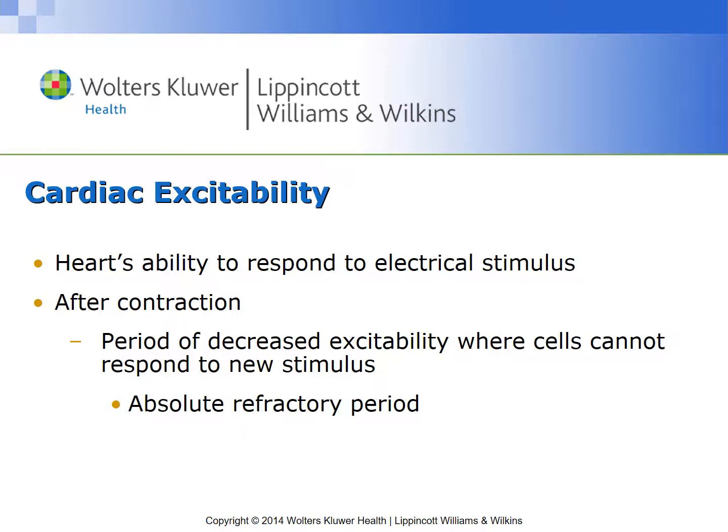Then we have our cardiac excitability, and that's the heart's ability to respond to electrical stimulus. So we have the automaticity, that is the heart's ability to generate that electrical pulse, and now we have the cardiac excitability. How do we respond to that electrical stimulus? So after contraction, there's a period of decreased excitability where the cells cannot respond to new stimulus. It's like, hey, I got to get a rest. I got to take a break here. And that's referred to as the absolute refractory period.